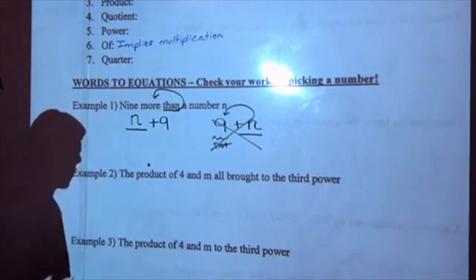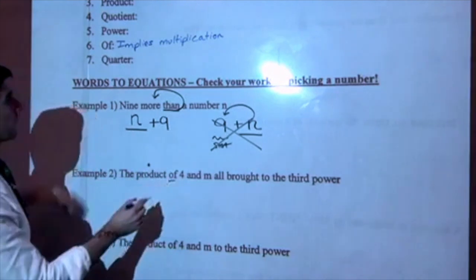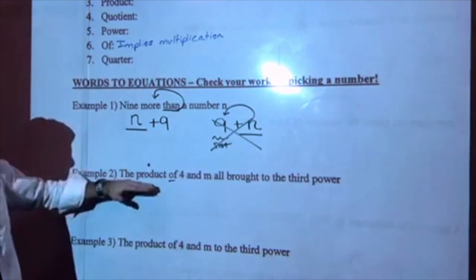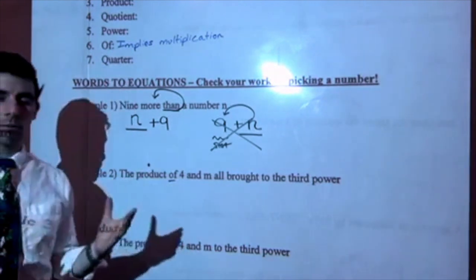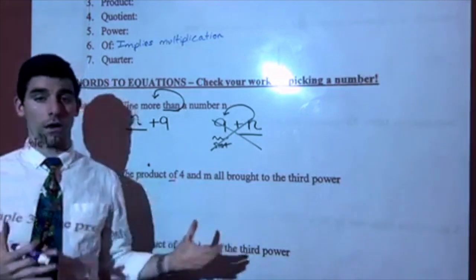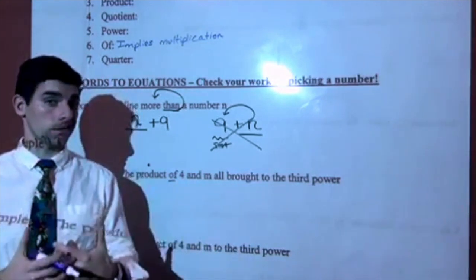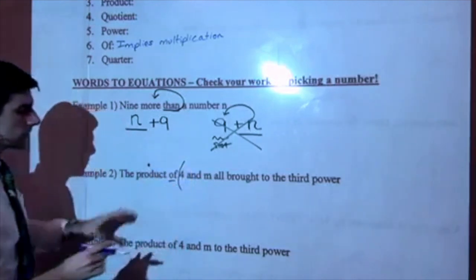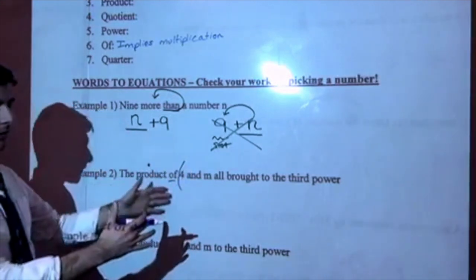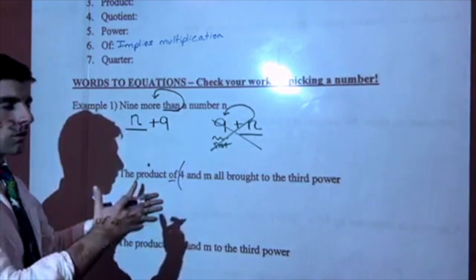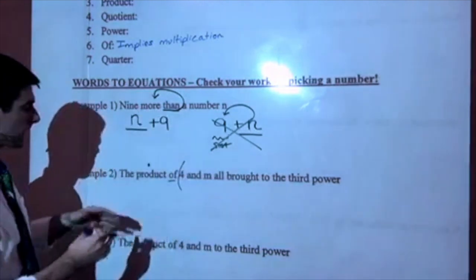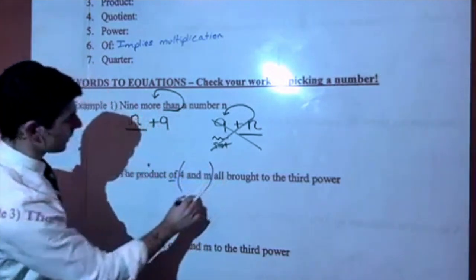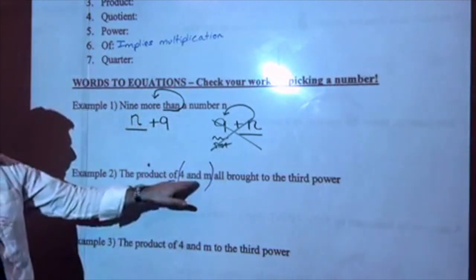So the product implies multiplication. Now of, as we mentioned, also implies multiplying. When you read the product of, you should be expecting 2 or more quantities to come next that you're going to multiply together. So the product of, I like to put parentheses just to let myself know that whatever comes next, the next quantity and the quantity afterward, I'm going to multiply together. So it's saying the product of 4 and m. It's saying I'm going to multiply 4 and m.